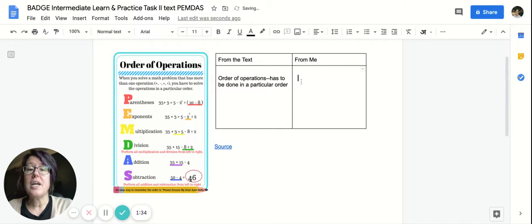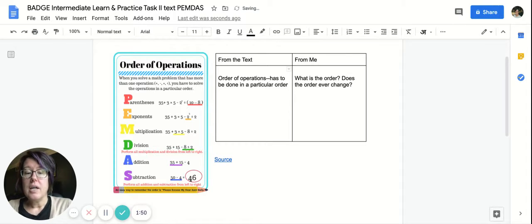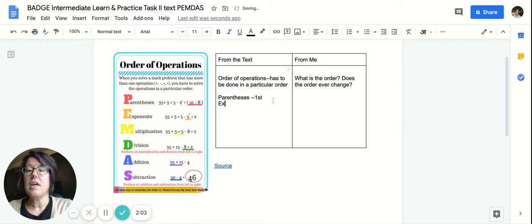So the first question I have is, what is the order? And then, does the order ever change? Because that's what I'm thinking as I read that. So it looks like parentheses are the first thing. All right. And then it looks like the second thing is exponents.